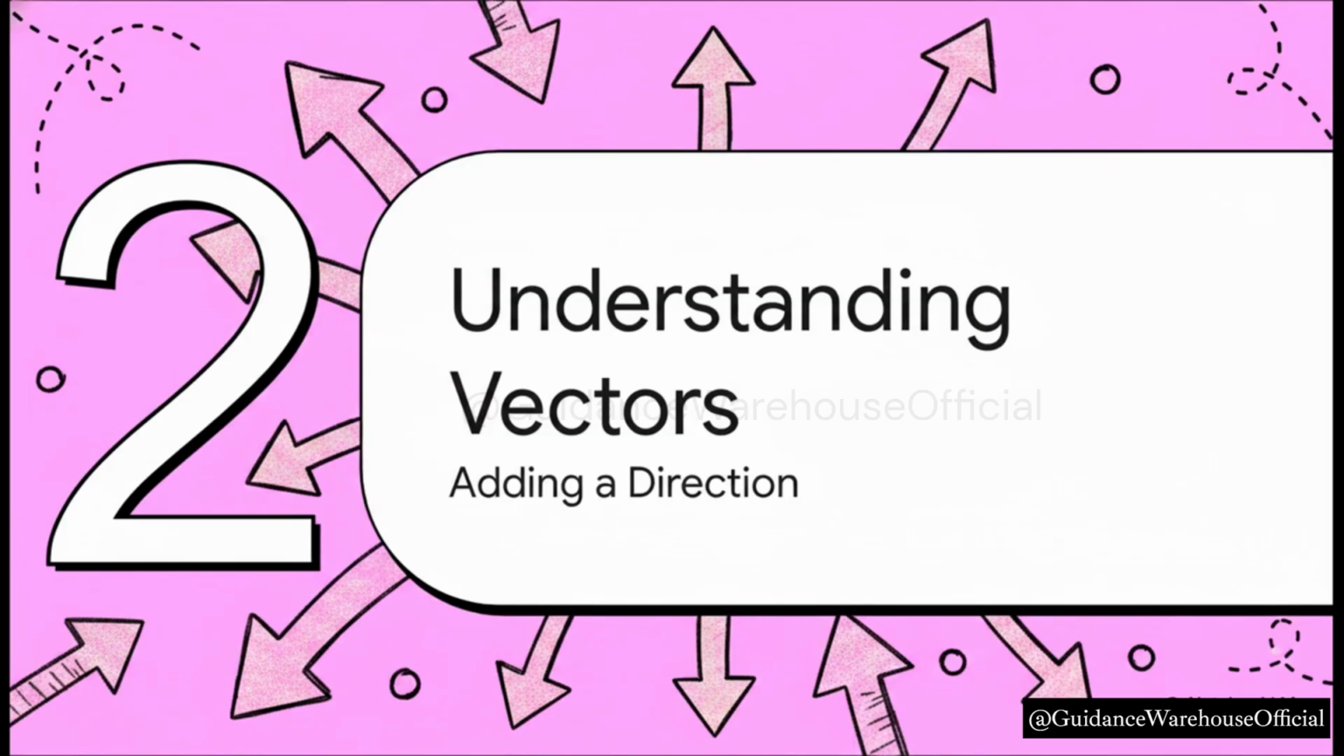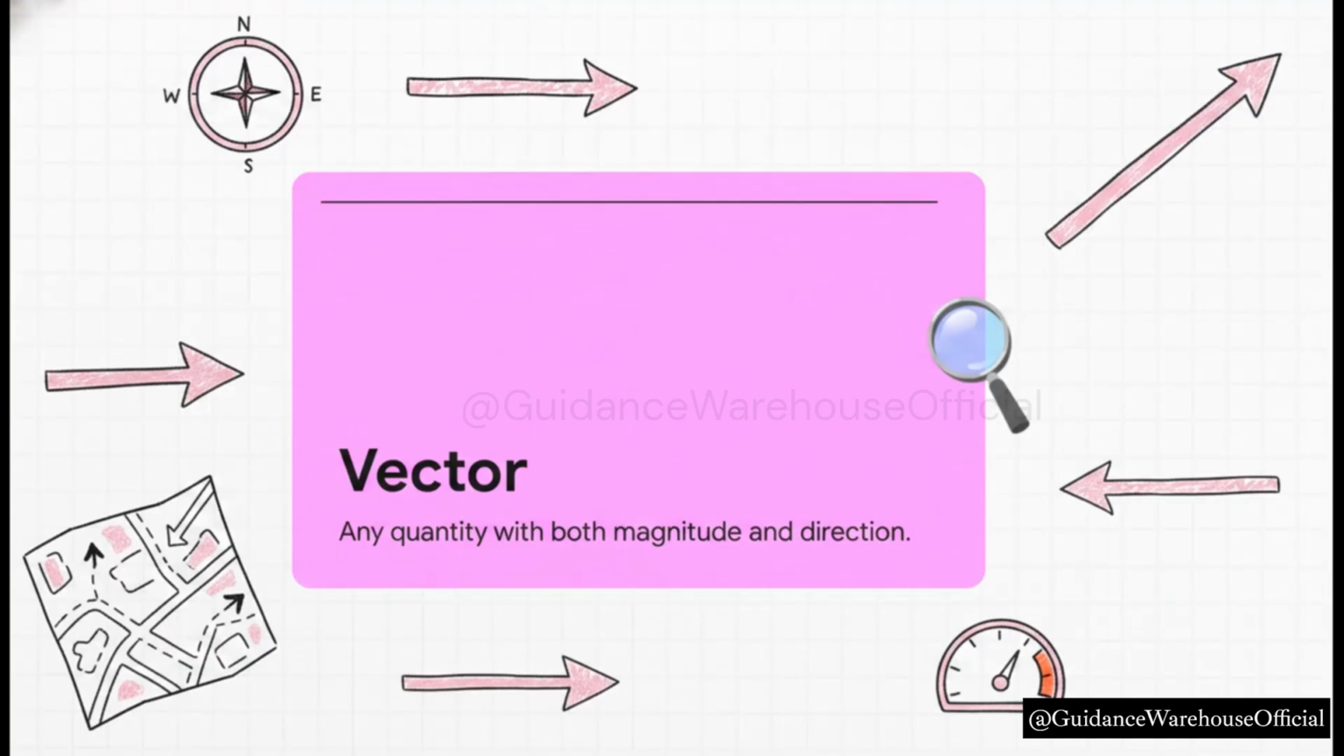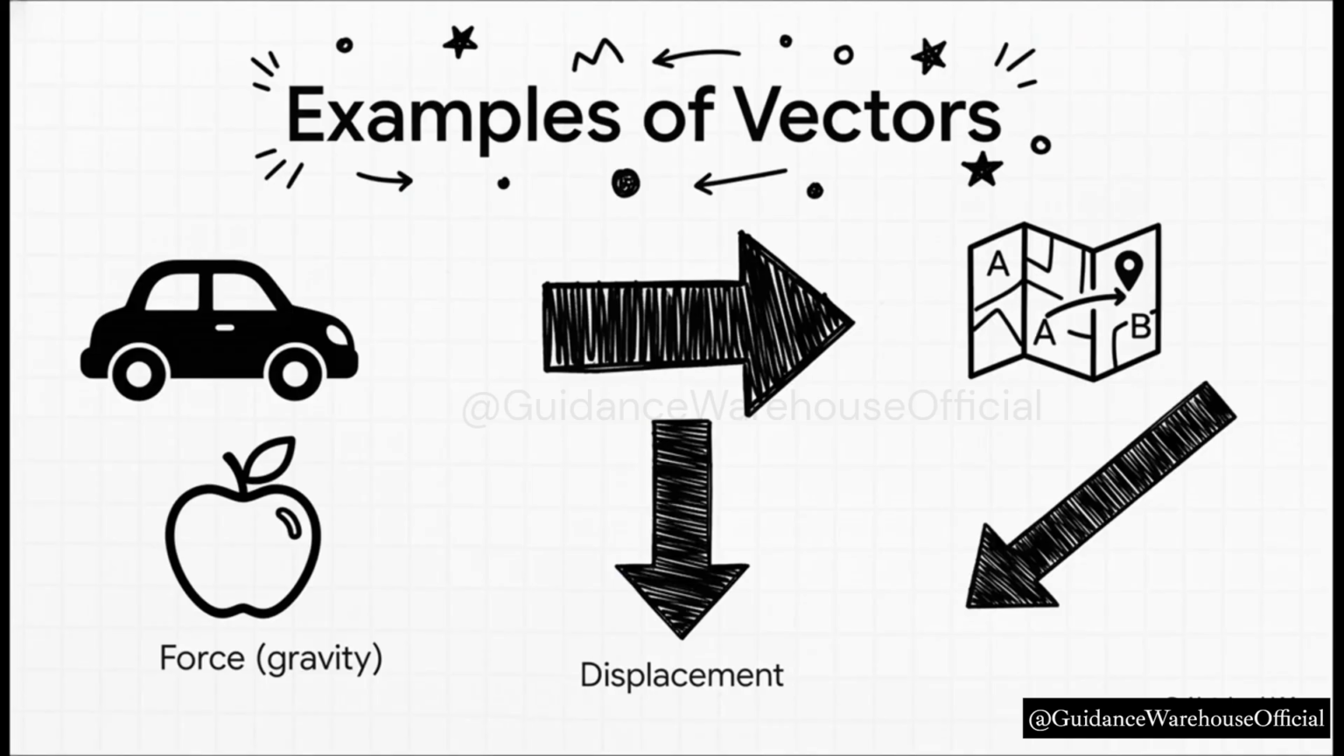Okay, so that's scalars. But what happens when we add that super important second piece of the puzzle, direction? Well, that brings us into the world of vectors. A vector is just any quantity where you need both a magnitude and a direction to really know what's going on. It's not enough to say how much, you've also got to say which way. So a car traveling at 90 kilometers per hour east isn't just its speed, it's its velocity, that's a vector.